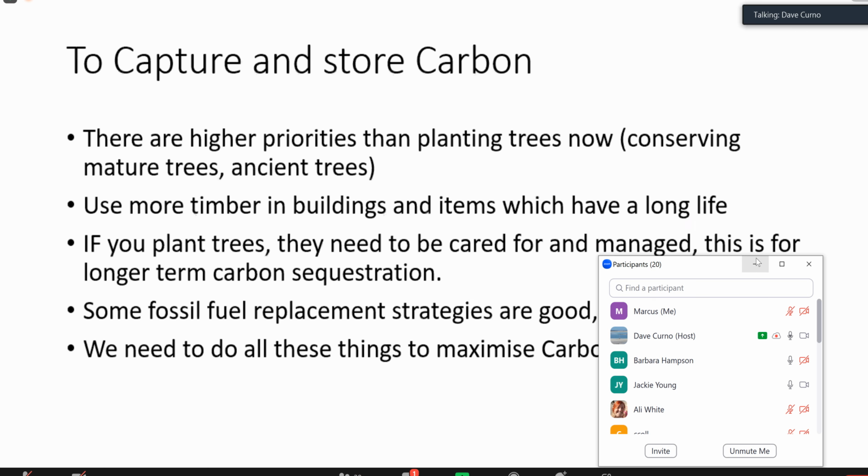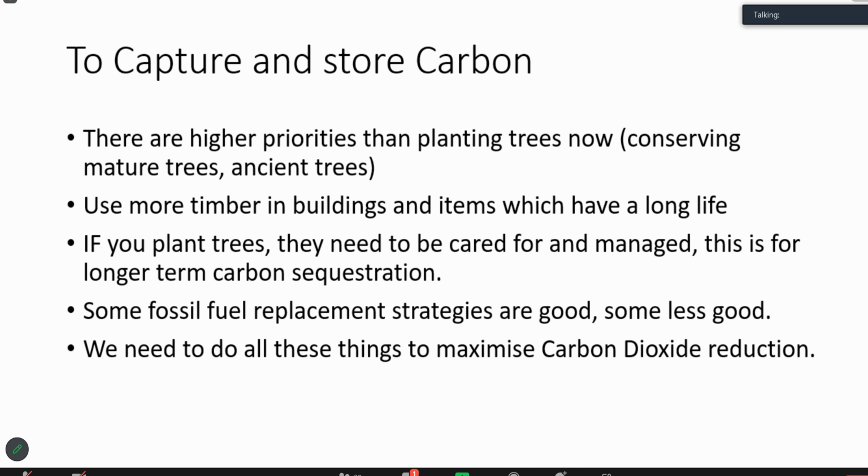So that's the summary. And I suppose the bottom line there, we need to do all of these things to maximize carbon dioxide retention. We can't just rely on one thing. Planting trees is not the silver bullet that's going to cure our climate change problem. We need to do all of these to tackle the problem.